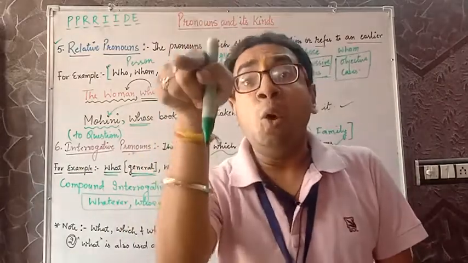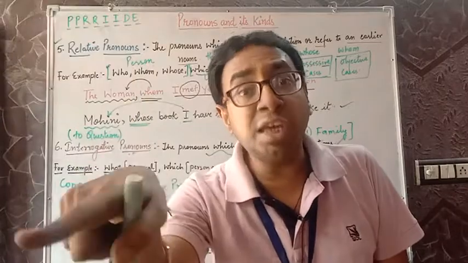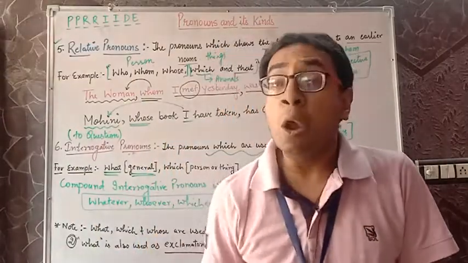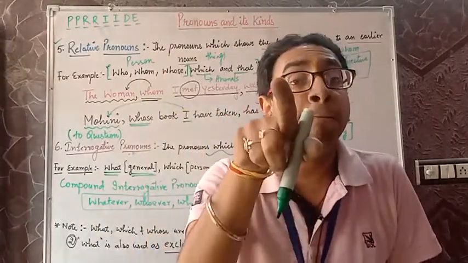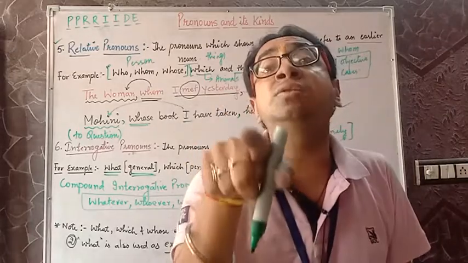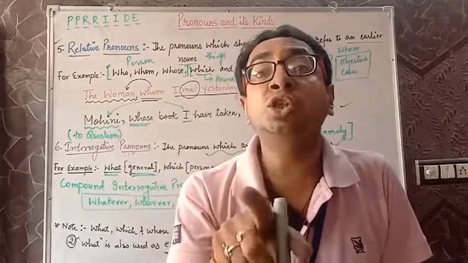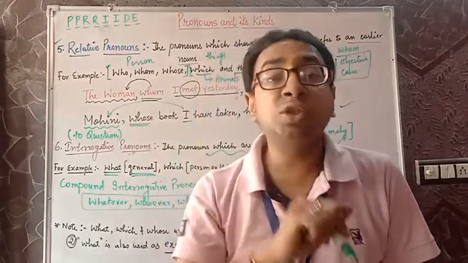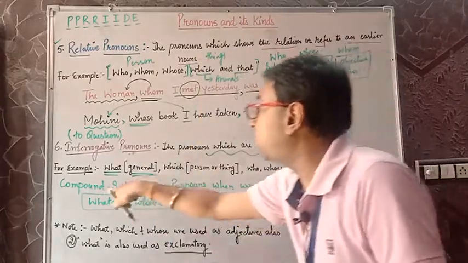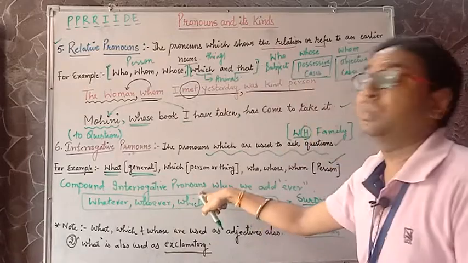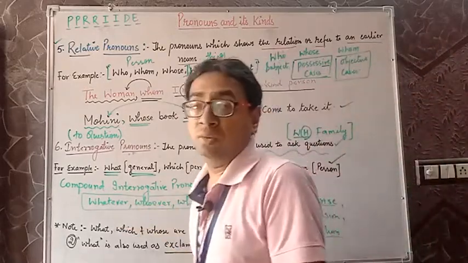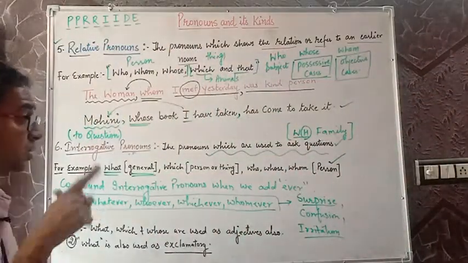Whomever you are calling, make sure that person is there in the class. Whomever you are calling, make sure he is not notorious. Whomever you are calling, make sure he is kind. So this shows the questions in the form of compound interrogative pronouns, where ever will be used. So don't get surprised with this.